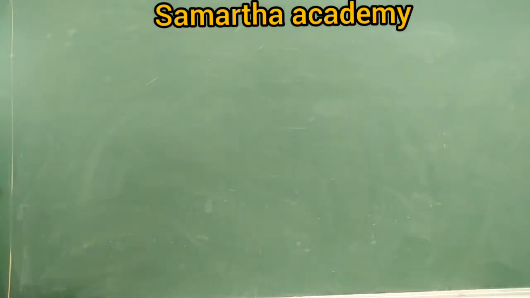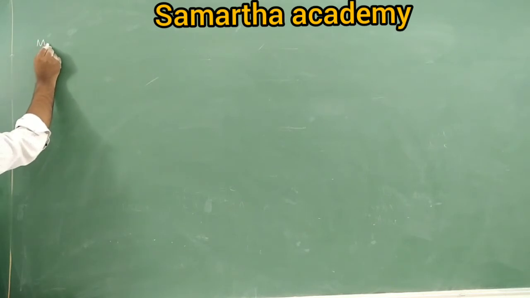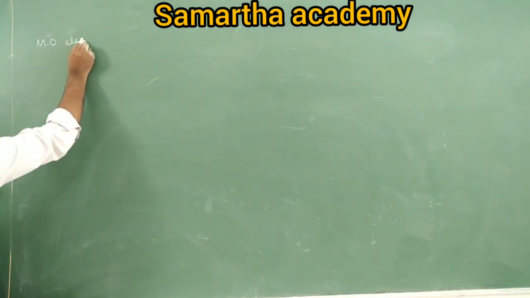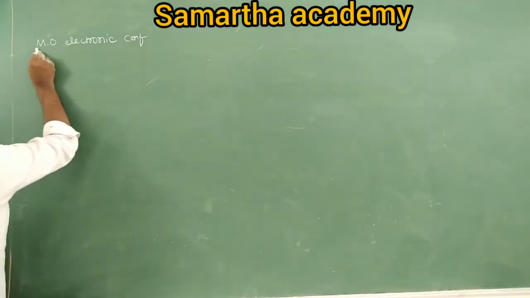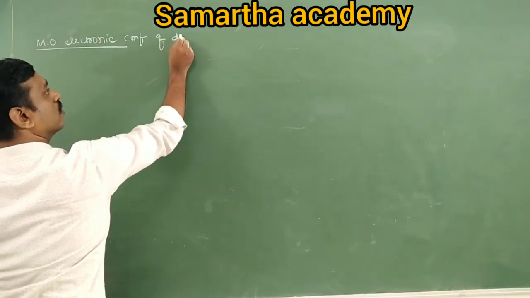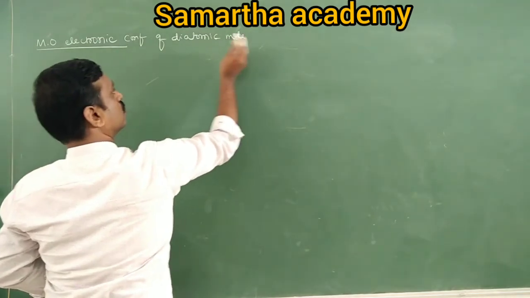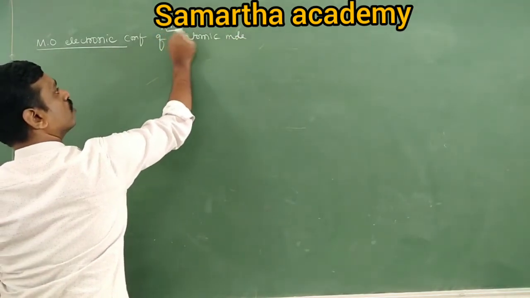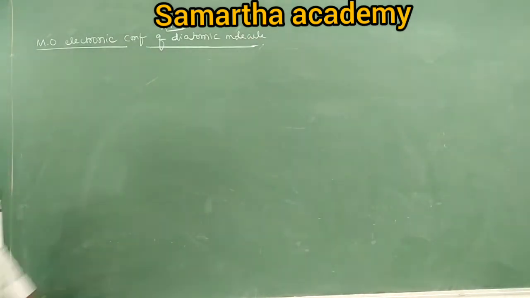Electronic configuration of molecular orbital, electronic configuration of diatomic molecule, but of homodiatomic molecule. So molecular orbital electronic configuration of homodiatomic molecule.